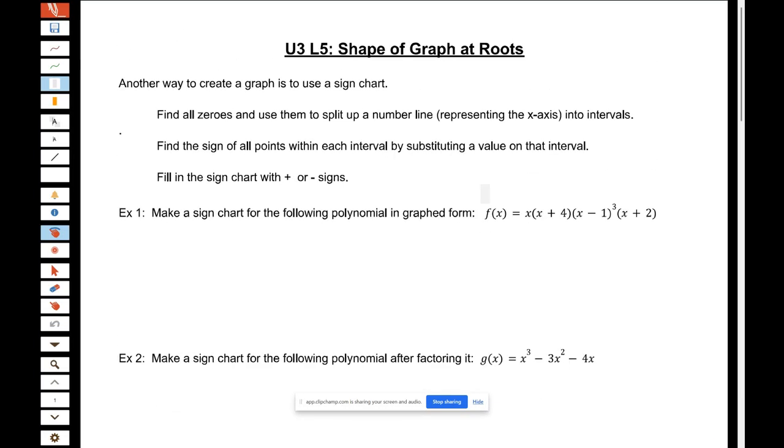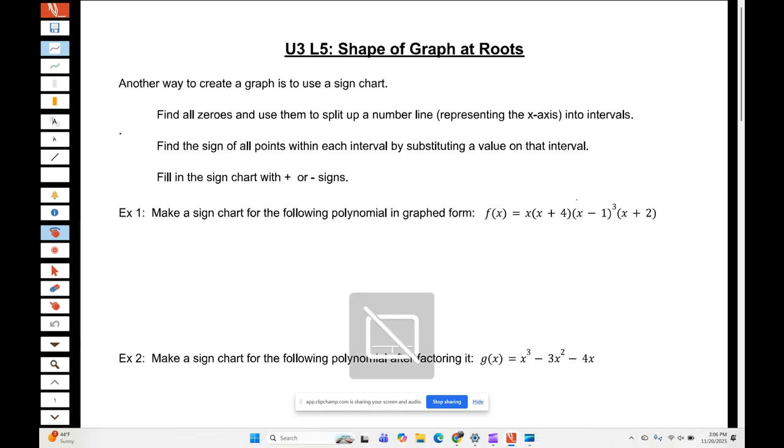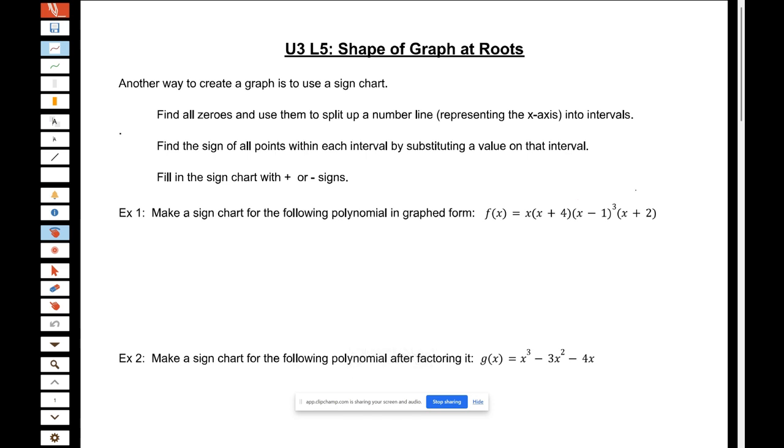All right, welcome to this lesson, Unit 3, Lesson 5, the shape of the graph at the roots. We're going to be talking about other ways to graph polynomial functions, adding to our knowledge of what end behavior and maxima and minima are. We're going to now include sign charts and multiplicity.